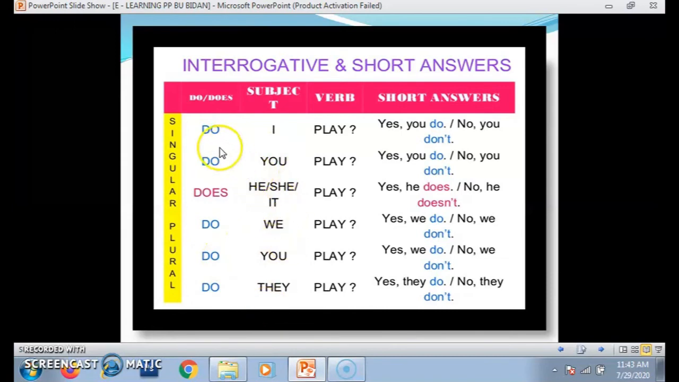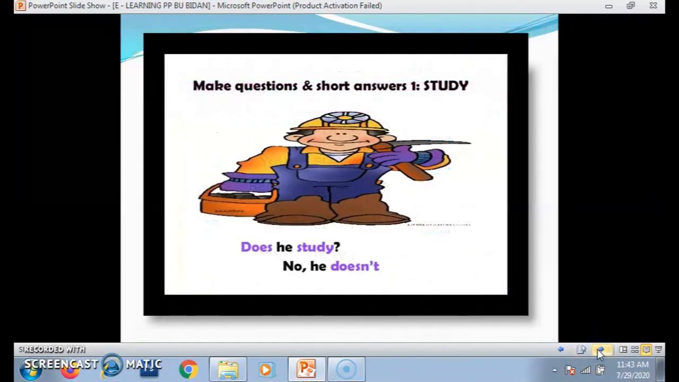So the sentence becomes, do I play? Yes, you do, or no, you don't. Does he play? Yes, he does, or no, he does not. You understand? I hope yes. Okay. Here is the example. Does he study? No, he doesn't. Is it very, very easy?